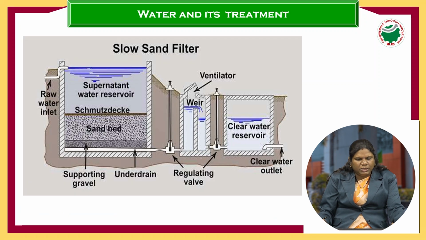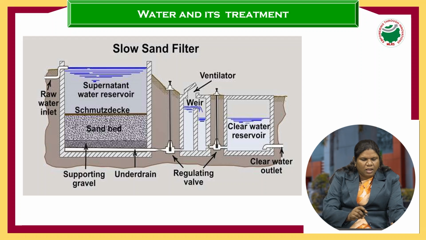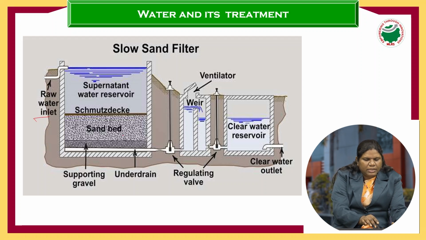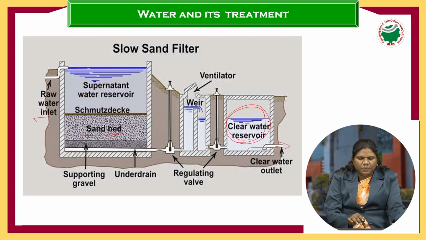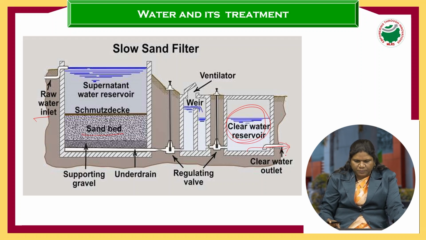Okay, this is the main picture of the slow sand filter. This is the raw water inlet, and here the sand bed is present. This is the clean water outlet, the clear water reservoir. Here the filtered water will be stored, and we can collect the clear water after the filtration process.